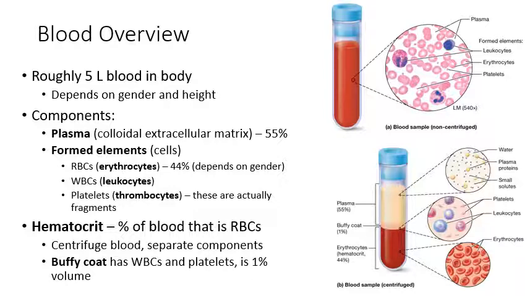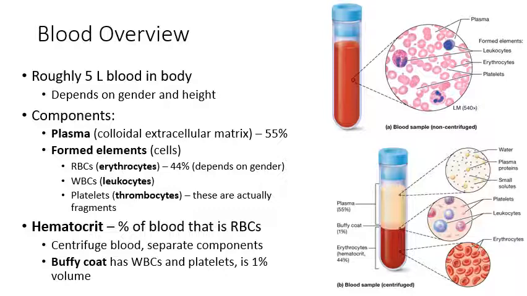Blood can be divided into the plasma and the formed elements. Plasma is the extracellular matrix of the blood, so it's all the liquid components of the blood and the stuff that's dissolved in there in that liquid. Then the formed elements are the cells within the blood.